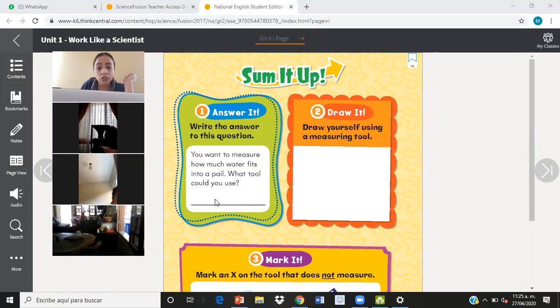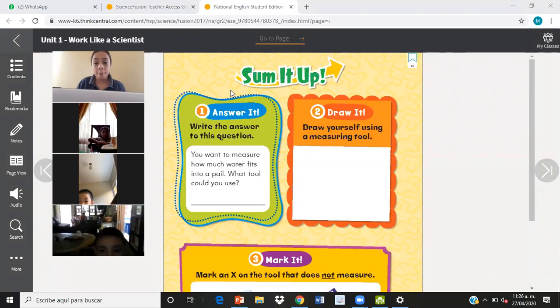How do you write measuring cup? Measuring, M-E-A-S-U-R-I-N-G. Measuring cup, C-U-P. Allá la tienen atrás en el libro también. If you don't know how to write it, measuring cup is in the back of your book. La acabamos de ver ahorita.